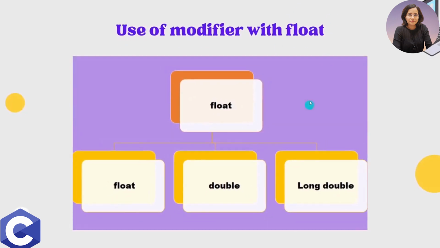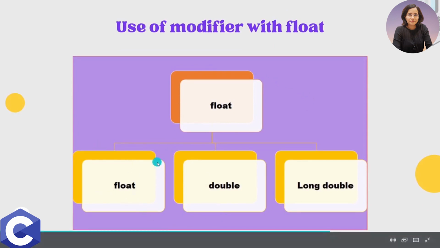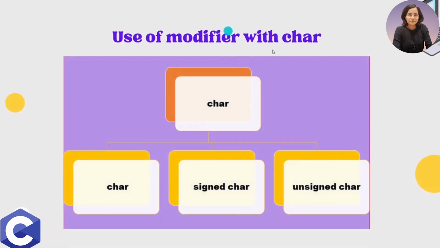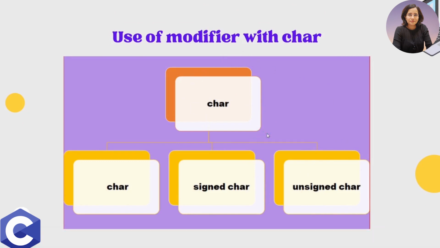Then we will see how the modifier works with float data type. In float we cannot add sign and unsigned. For float we have different categories. The default one is float. If you want to increase the range, we can go with the double. If you want to increase the range further, then we can use long double. Then now we will see how the modifier works with character data type. Character we can add sign as well as unsigned. Character takes 1 byte of data and it can store the values from minus 128 to 127.